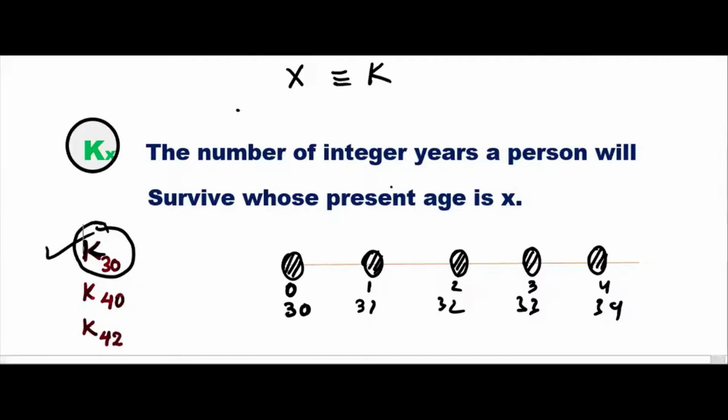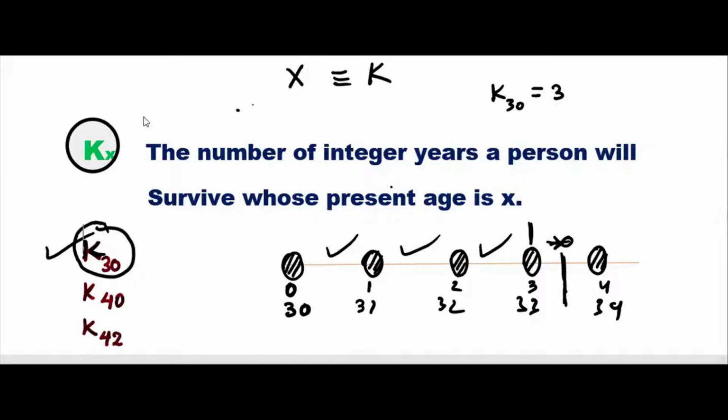If the person dies here, then what will be the value of Kx? In this case, the value of K30 will be, you count this way, 1 year, 2 years, 3 years, complete. This is called curtate lifetime. Curtate lifetime means you will not consider the fractions, like whatever 2 months or 3 months, or maybe number of days. Suppose the time is actually 3 years and 7 months. This 7 months will not count. We count only the whole years. How many years did the person survive before death?